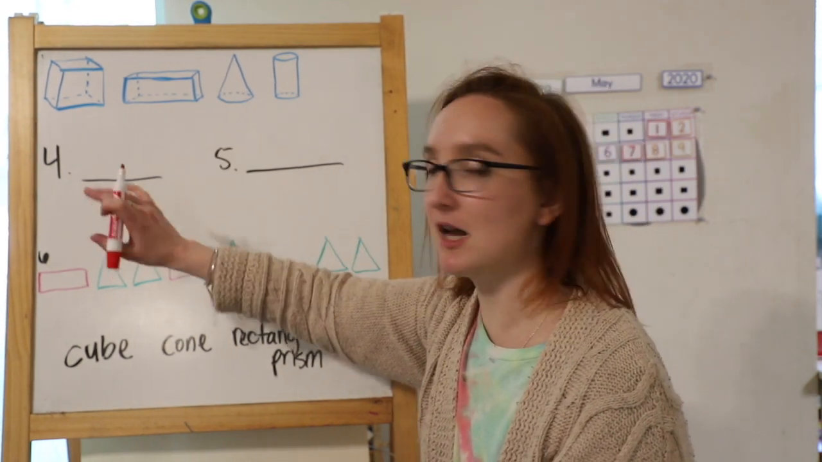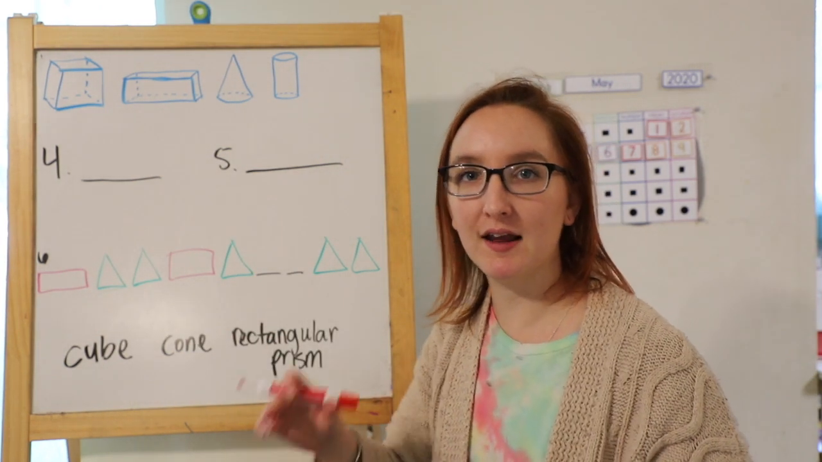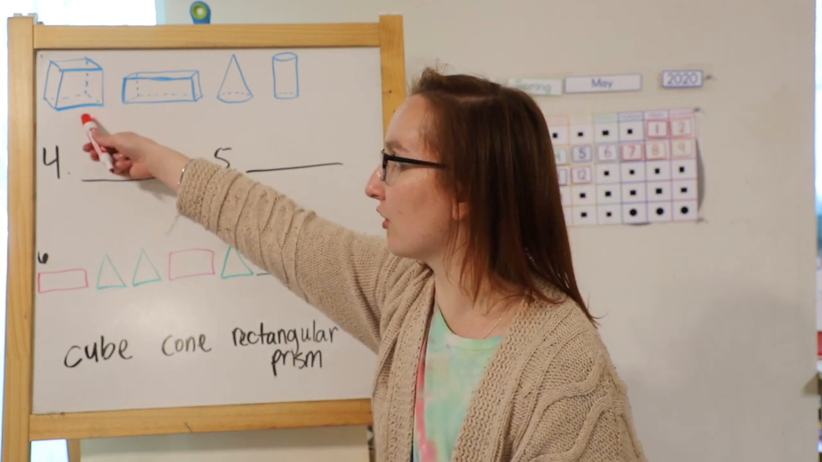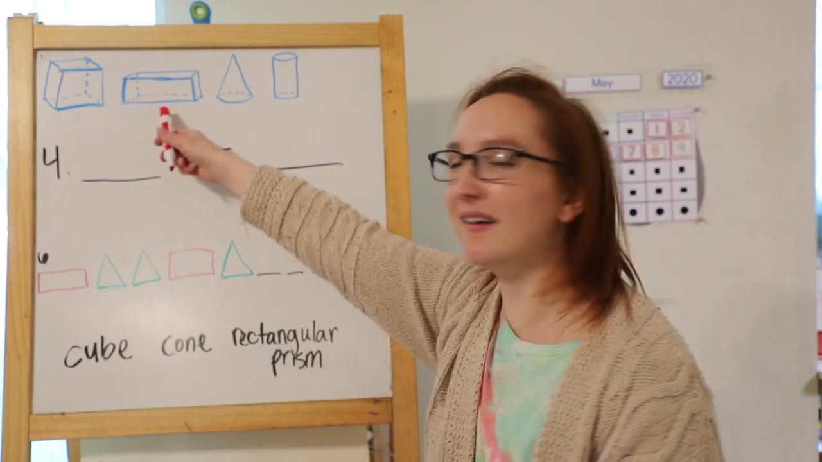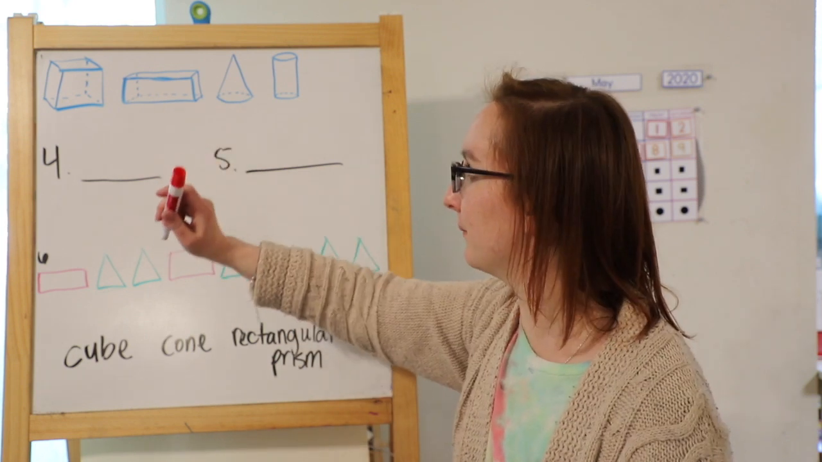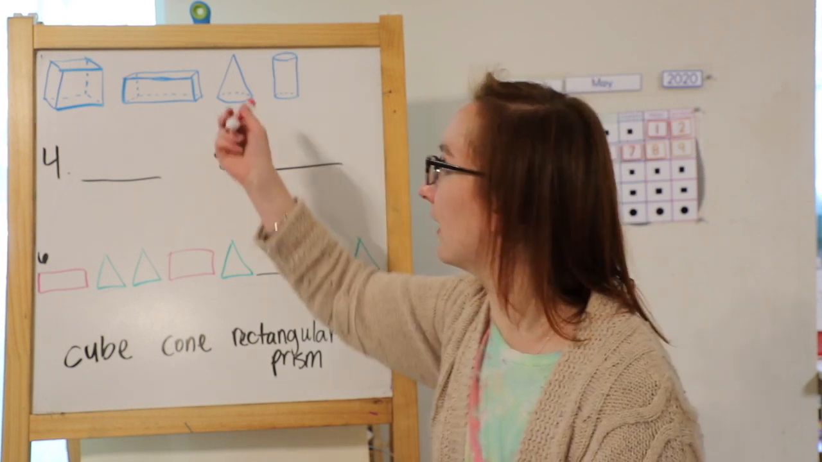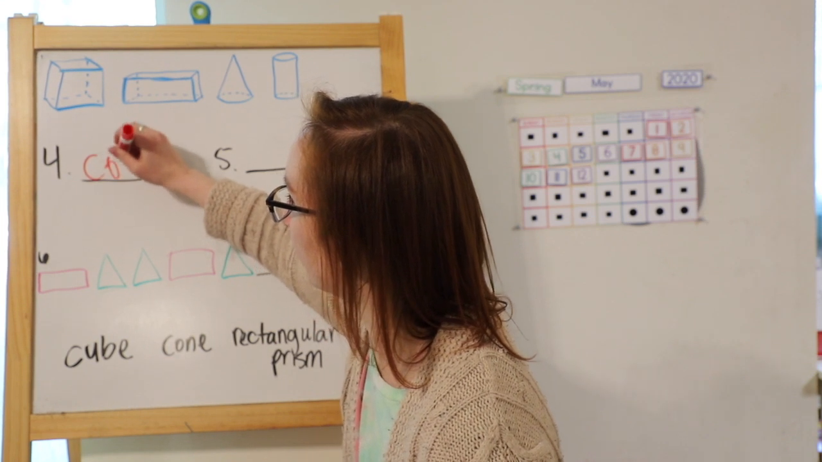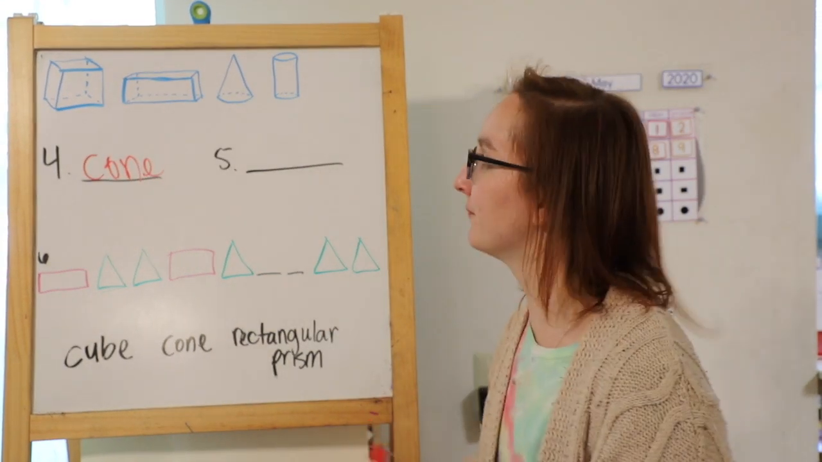So which one matches what our number 4 says? I have 1 face and 1 vertice. Well, it's not going to be our cube, is it? No, not quite. Nor is it going to be our rectangular prism. Does our cone have 1 face and 1 vertice? Yeah, it has 1 face, 1 vertex. So we're going to write cone in number 4. So make sure you have cone written in for number 4.